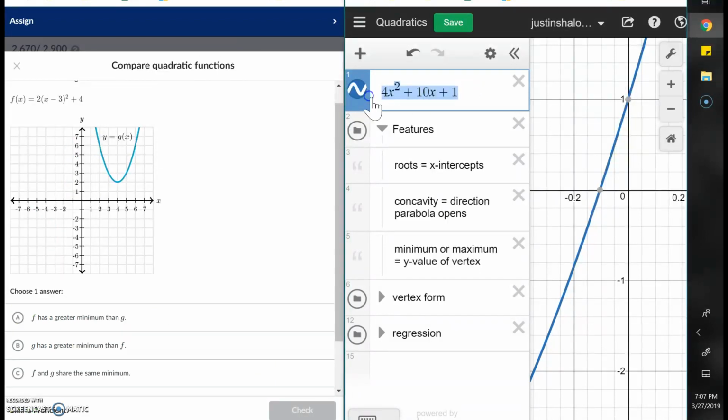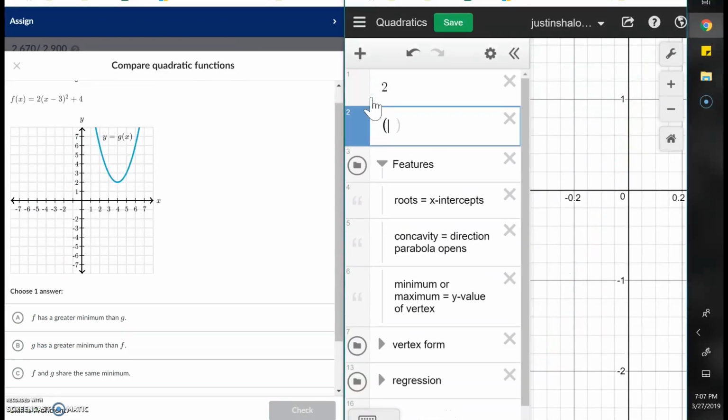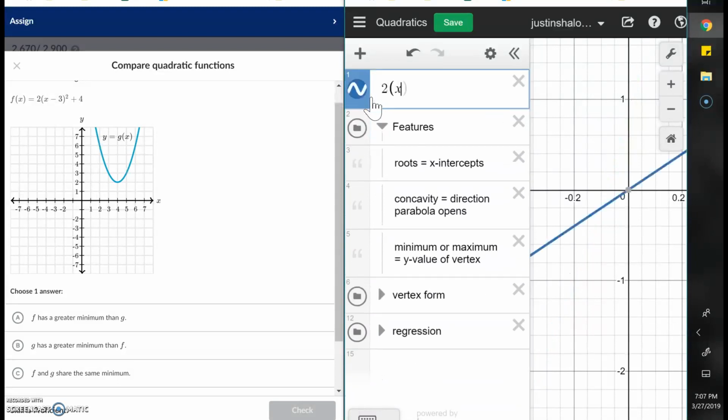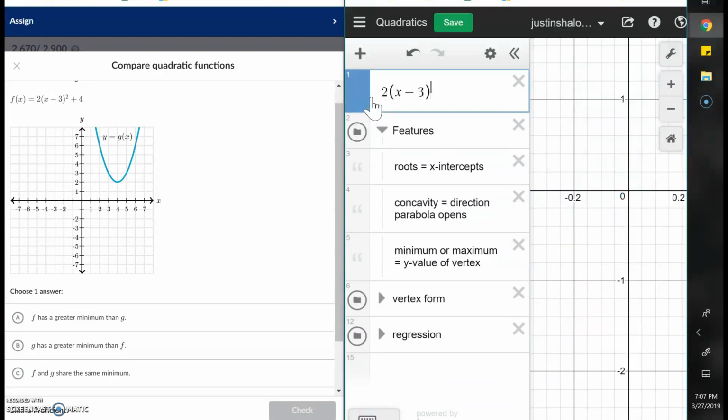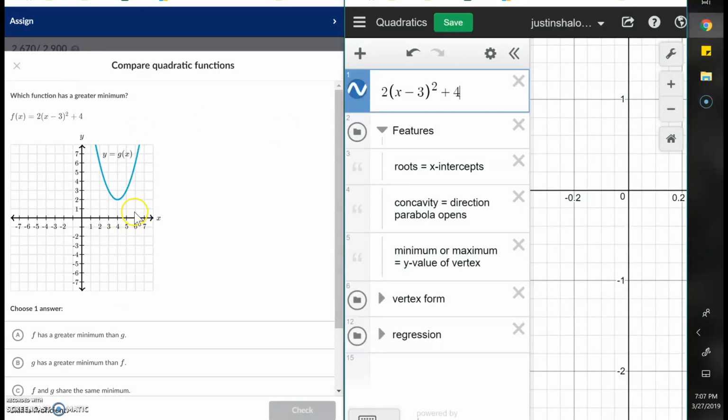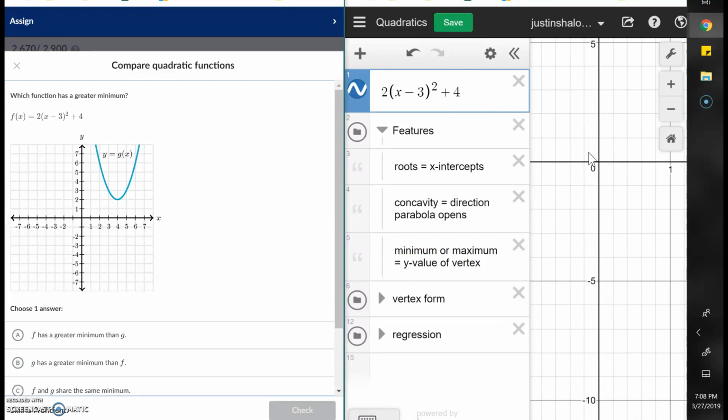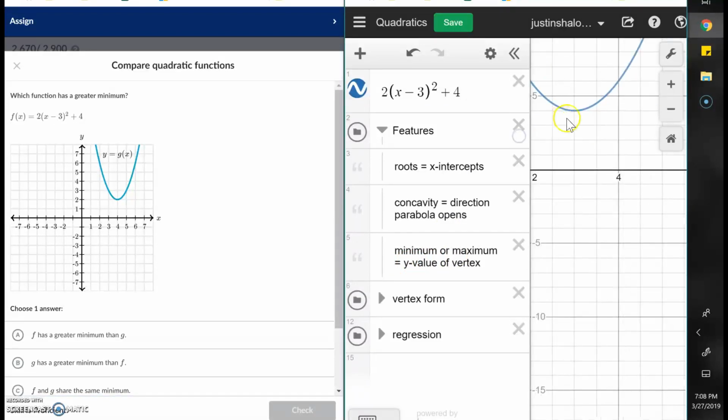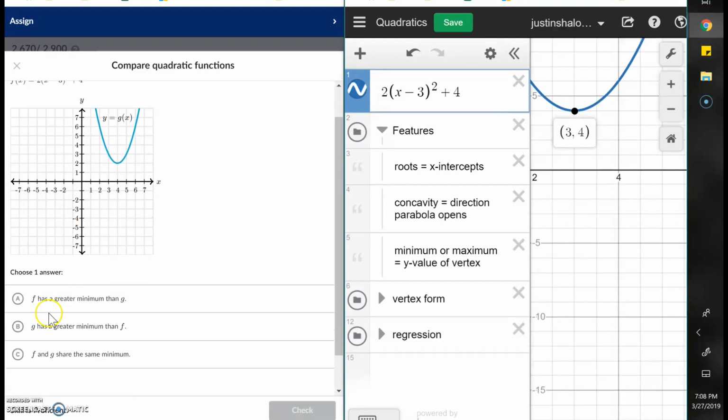And we have the last question here. Let's go ahead and graph it. Here it's asking us to compare the minimum. Which one has a greater minimum? Minimum, or maximum, refers to the y value of the vertex. Let's find the one that we just graphed. So the minimum here is 4, and the minimum here is 2. 4 is greater than 2, so we can say that f has a greater minimum than g.